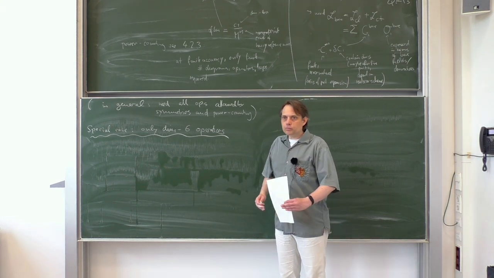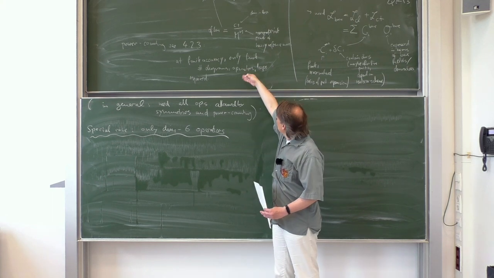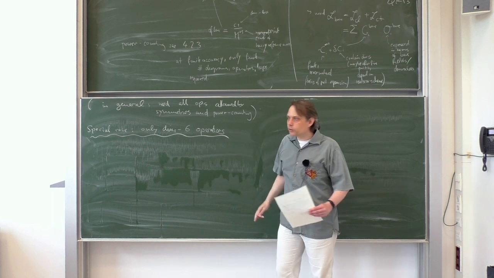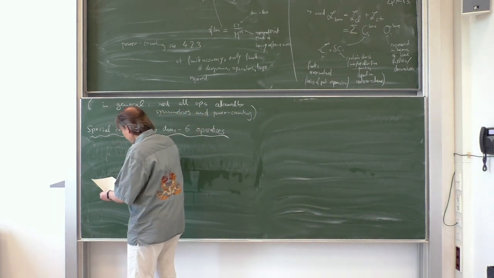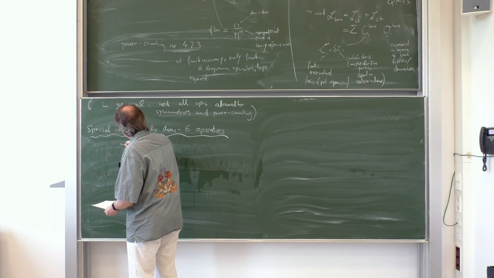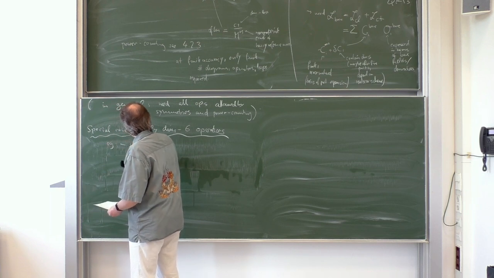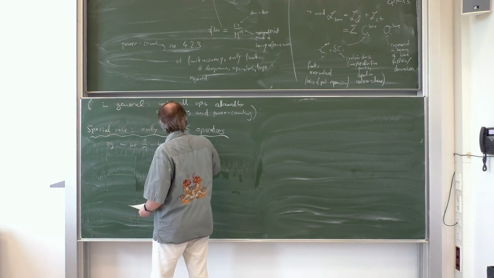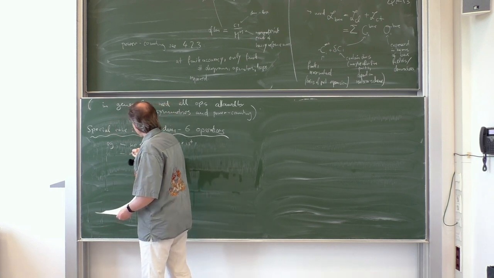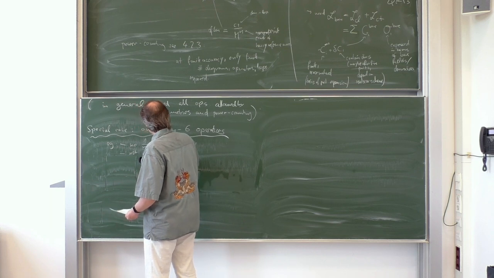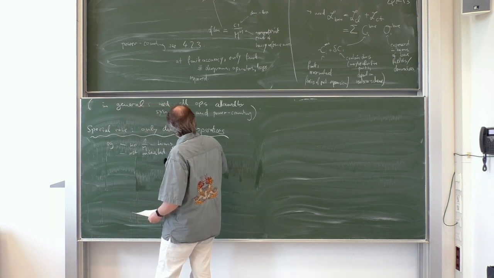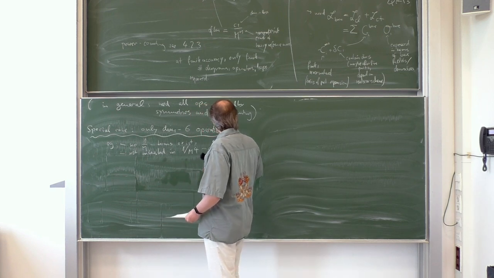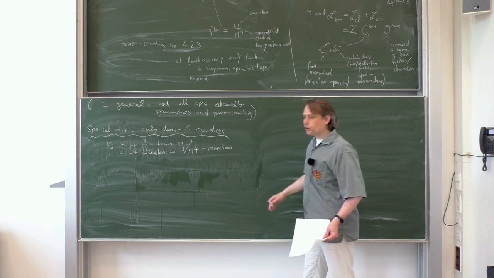And then if it is enough for the accuracy that you desire to stick just to dimension 6 operators, then this is the special case that I want to consider now. So let's say, for example, no 1 over M terms exist, and we are not interested in 1 over M to the 4 corrections. So if both of this is true, then dimension 6 is enough.